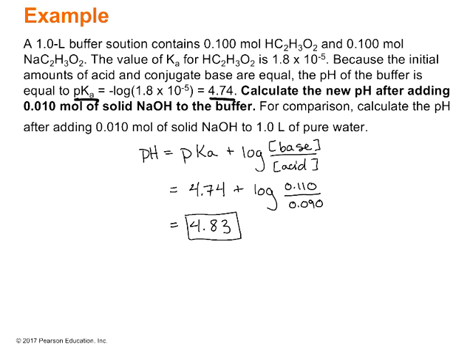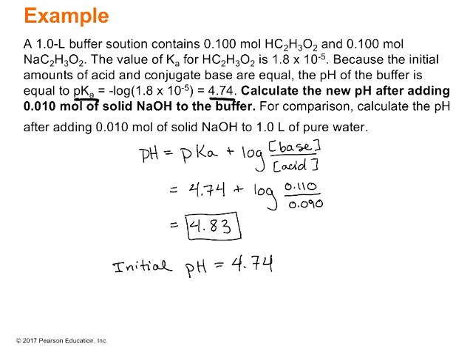So remember that the original pH was 4.74. So by adding 0.01 moles of base, we did increase the pH a little bit, but we're also going to compare this to the pH of sodium hydroxide in pure water, and we'll see that the buffer did a pretty good job of maintaining this pH.